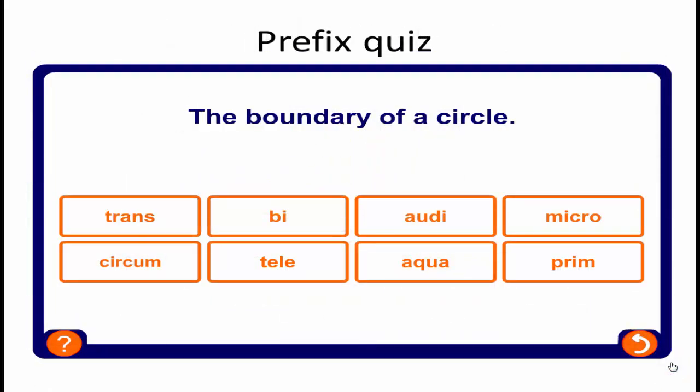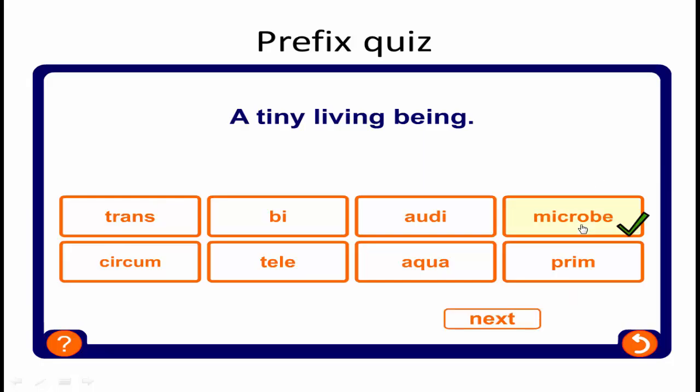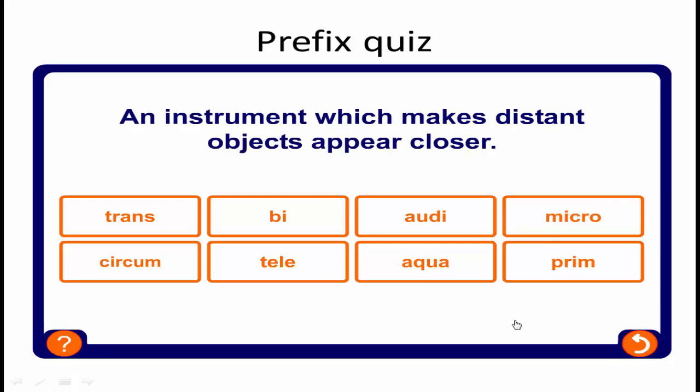Let's have another quiz on prefixes. What does the boundary of a circle mean? It means circumference, so we're going to choose circum. Perfect. A tiny living being will be, yes, you're right, it will be a microbe or a microorganism. An instrument which makes distant objects appear closer will be a telescope. Perfect.